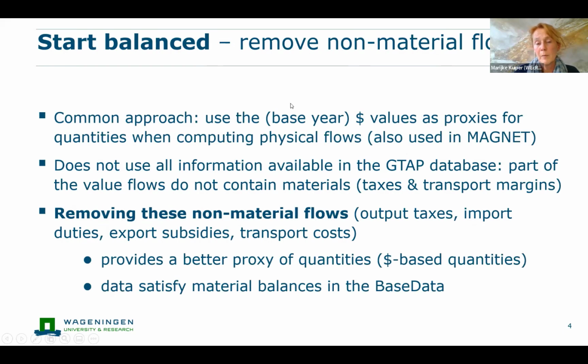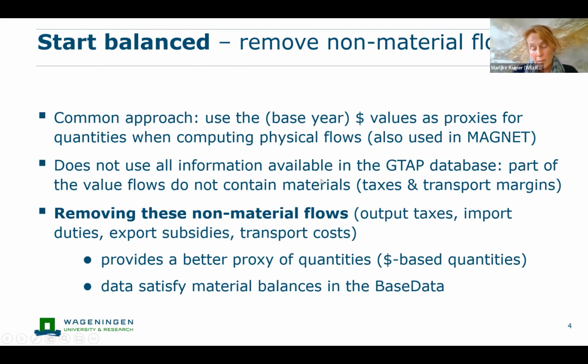So, start balanced. The common approach, and I've basically been looking at what other people have been doing in terms of tracing flows, is that they use values in a base year as proxies for quantities. Basically saying, okay, this is the best possible value we have to approximate a quantity. But actually it doesn't use all the information that you have within the GTAP database, because from the GTAP database, you can actually deduce that there are quite some flows that are not material. They're taxes, transport margins, and this is especially the case for imports. So it really helps your balancing if you remove these flows. So take out all the taxes, duties, subsidies, transport costs that you know are in the flows that you're interested in.